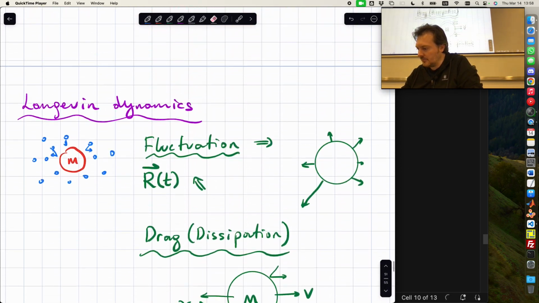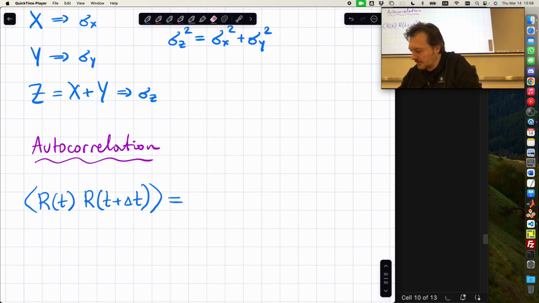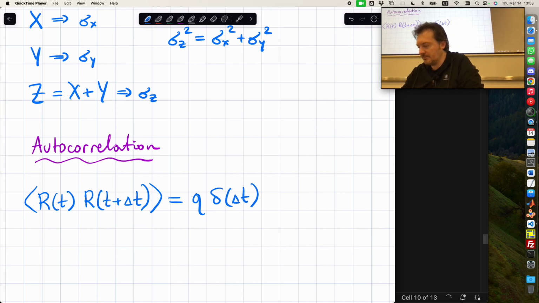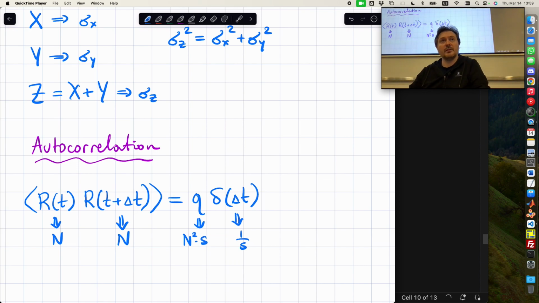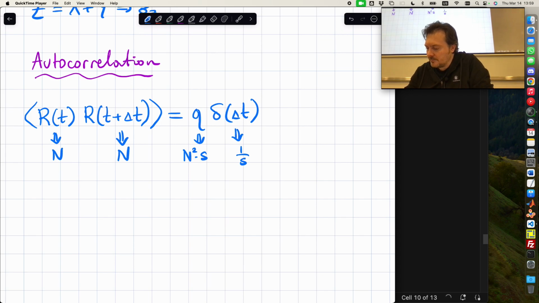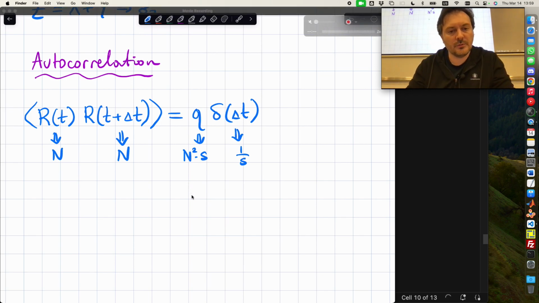I'm actually going to use a letter for it. I'm going to use Q times the Dirac delta of t. So this is in Newton, this is in Newton, this is 1 over second, then this one is Newton squared times second. But let's try to understand what autocorrelation is at all. What do we mean by this Dirac delta? So what I will do is this. Let me show it in the code.